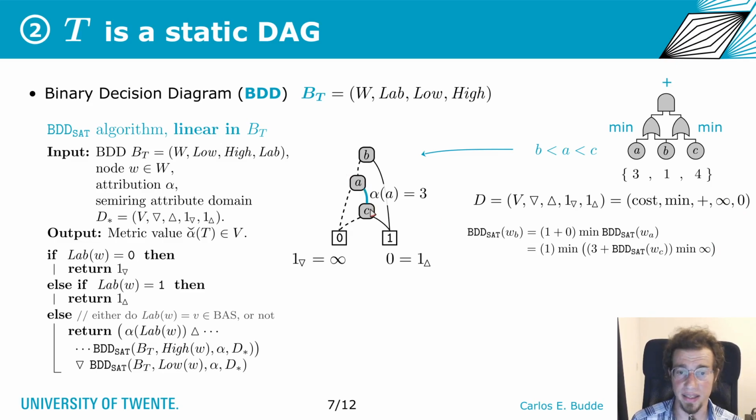Or in case that A takes place, we accumulate its cost over here and we go to the recursive case of C, and so on and so forth until we reach the normal form, which is 1. 1, as you recall, is the correct value of the minimal cost here, which we have found using this algorithm.